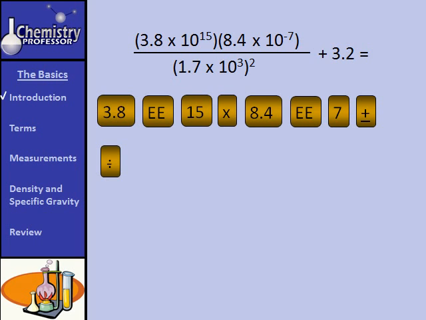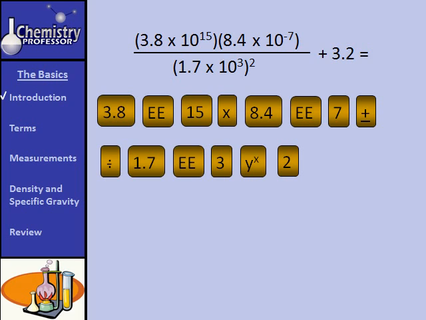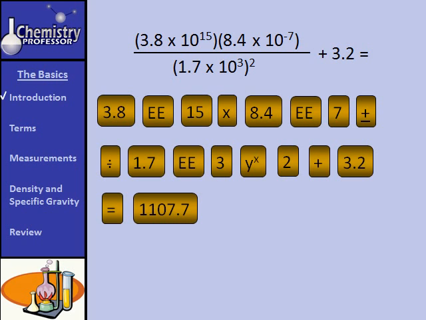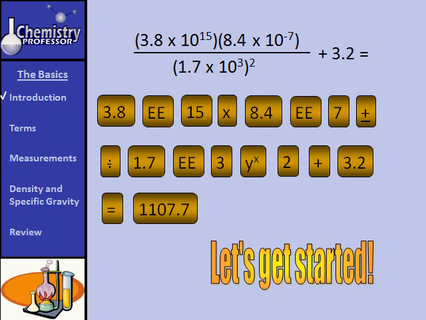Divided by 1.7 EE 3, y to the x, 2. That takes that quantity right there and squares it. Plus 3.2. And this thing follows the rule, my dear Aunt Sally: multiply, divide, add, and subtract. Yes. And that should equal, when you round it off somewhat, 1107.7. And we will get the significant digits straight when we get to that section. Well, enough on calculators. Let's get started.